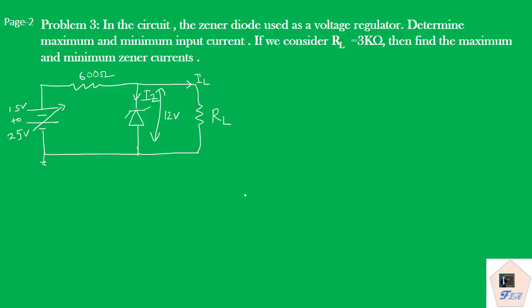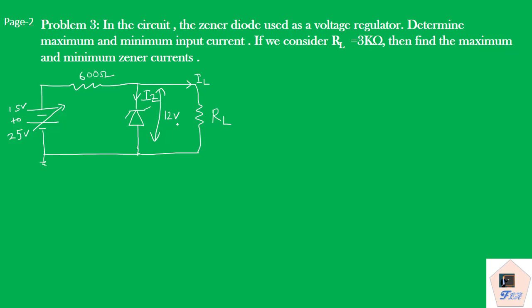Now here we'll be taking another problem, and here mainly we'll be focusing on the line regulation. That means the voltage source is varying. The input voltage is varying from 15 volt to 25 volt. Here you can see that the resistor value, R value, is given as 600 ohms, and it is said that the Zener breakdown voltage is 12 volt.